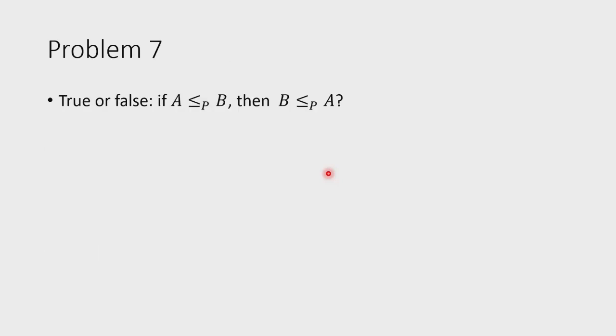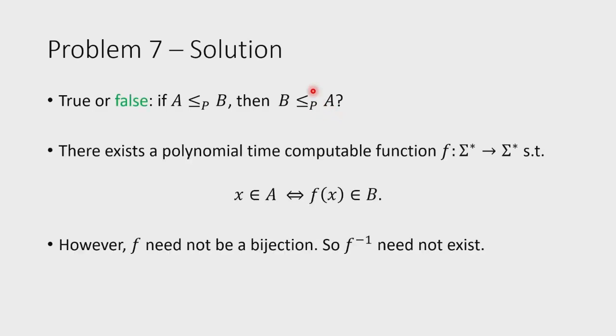Okay, so this is the thing you were asking, right? Yes. So this is not true. Okay, yeah. So the question is, if A is polynomial time reducible to B, then is B also polynomial time reducible to A? Yeah, and this is false. The reason is the following.